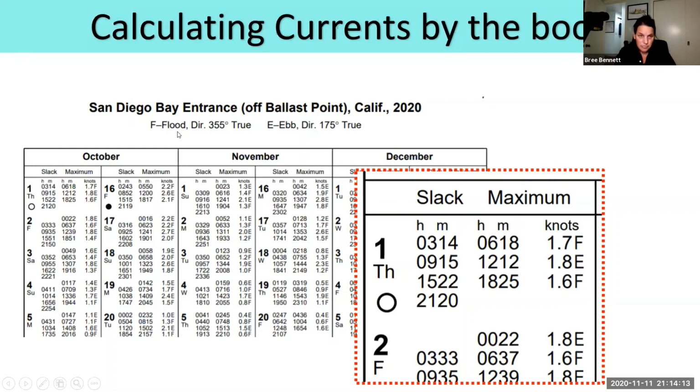And then up here at the top of the page, we'd have the average for the area. So for San Diego Bay, your average flood is 355, your average ebb is 175. So you have a direction there. Your current has a velocity, your drift, and then your set is your direction. So same type of thing for reference station and subordinate stations. In this example here, our reference station is San Diego Bay.